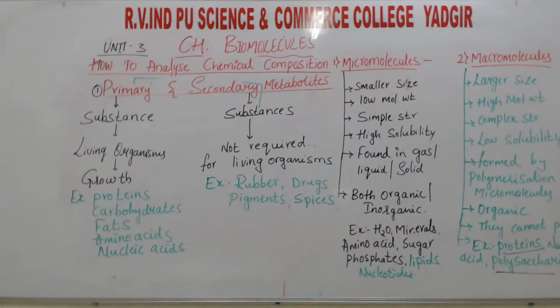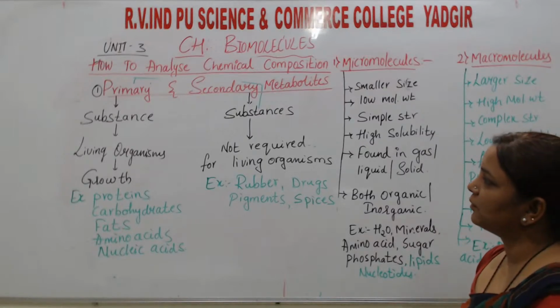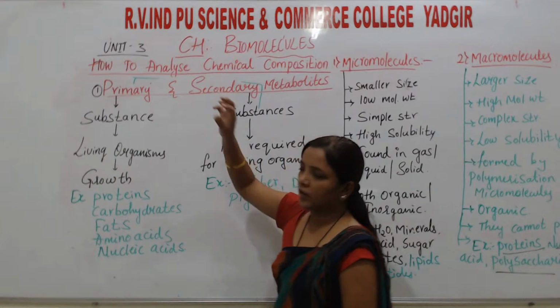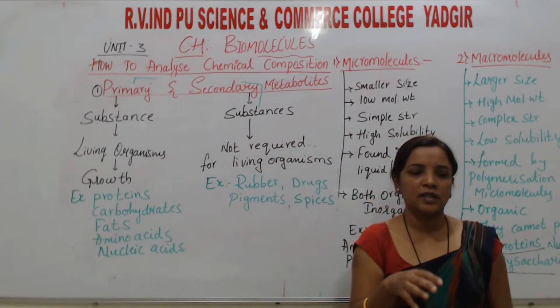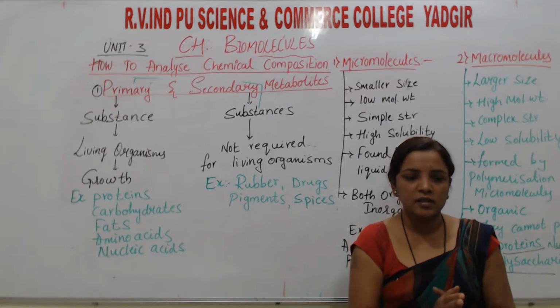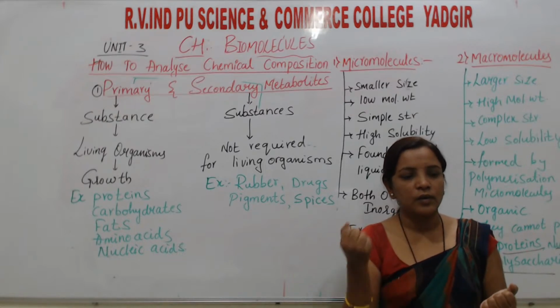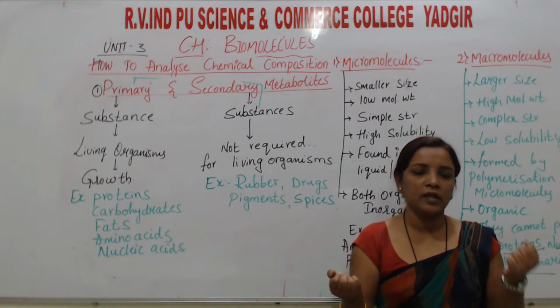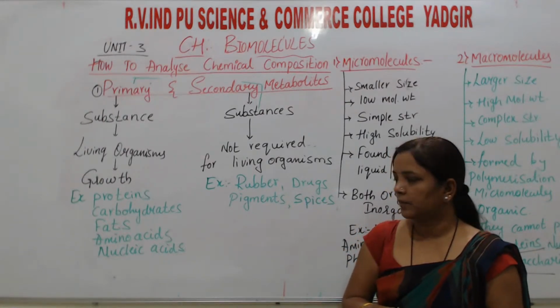So any doubts about what we have studied? What we have studied is biomolecules and how to analyze chemicals. Now we want to know what chemicals are there in tissue. First it should be treated with trichloroacetic acid. We will get two fractions: one is the filtrate, another is the retentate. One is acid soluble, another is acid insoluble.